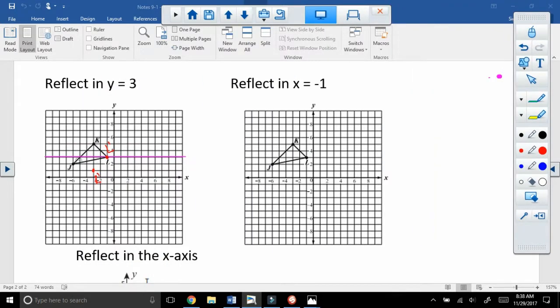Sometimes this thing just flies to the side. I'm not quite sure why. And you have J prime.